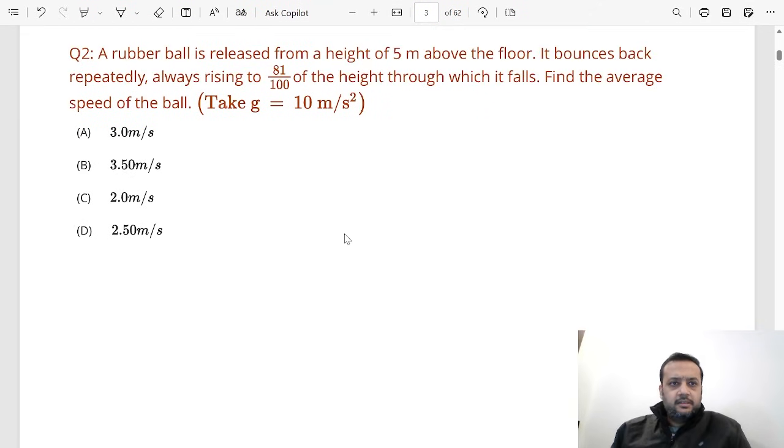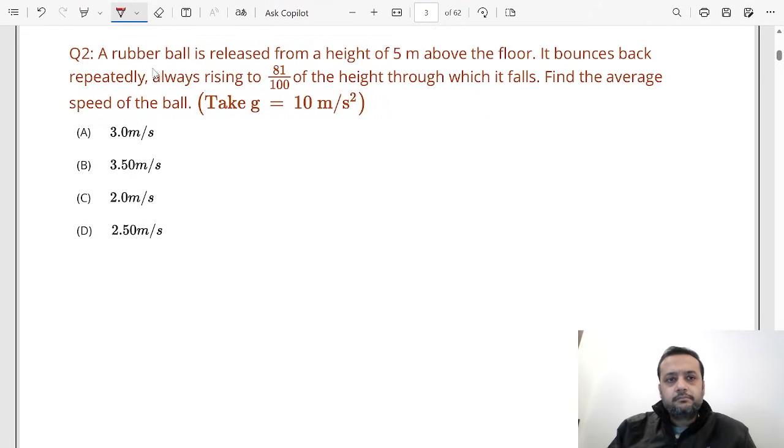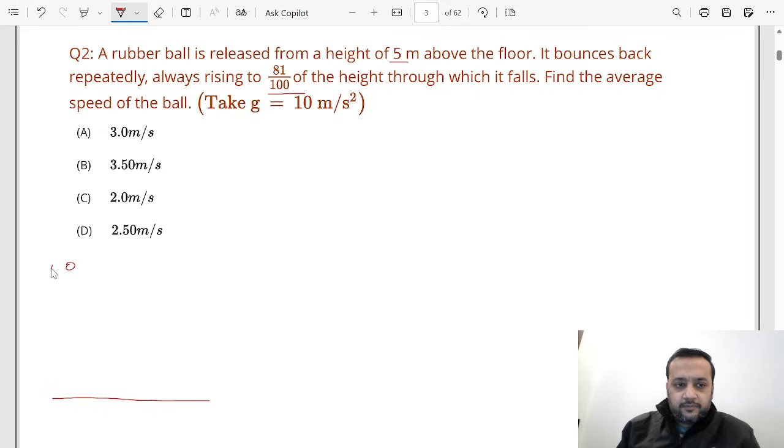In this question, there's a rubber ball which is released from a height of 5 meters above the floor, and it keeps on bouncing, and every time it rebounds up to a height of 81 by 100 of the previous height. So we have to find the average speed. If we try to understand the situation, let us say this is the ground, and the first bounce happens from a height h naught equals 5.